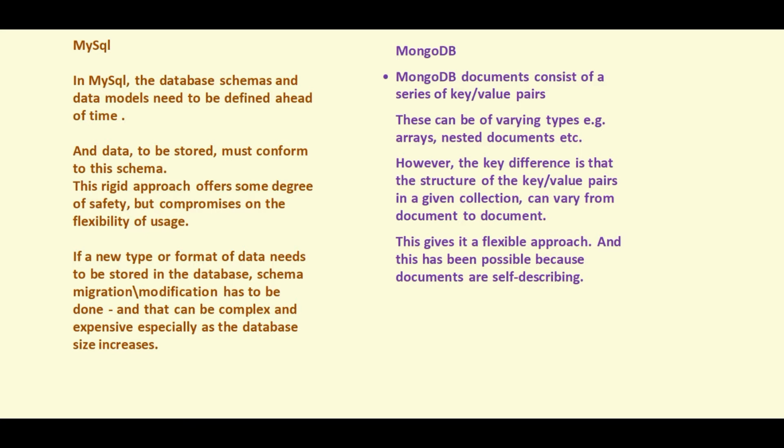MongoDB, on the other hand, the MongoDB documents consist of a series of key value pairs, and these key value pairs can be of a variety of types like arrays, nested documents, etc. However, the key difference is that the structure of the key value pairs in a given collection can vary from document to document. This gives MongoDB a flexible approach, and it has been possible because the documents are self-describing.